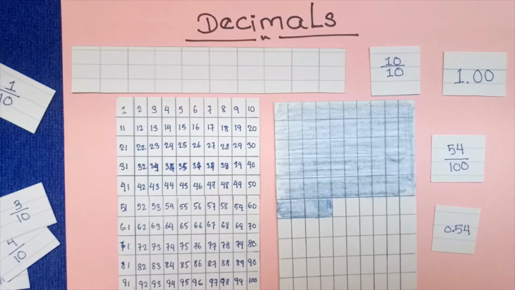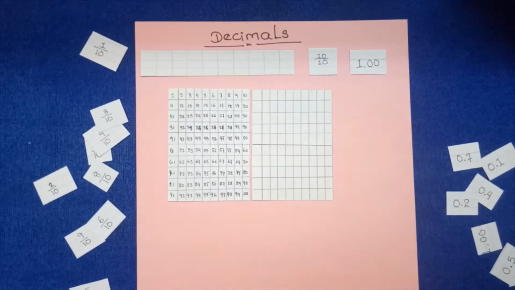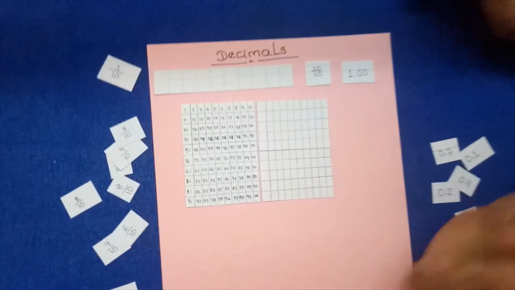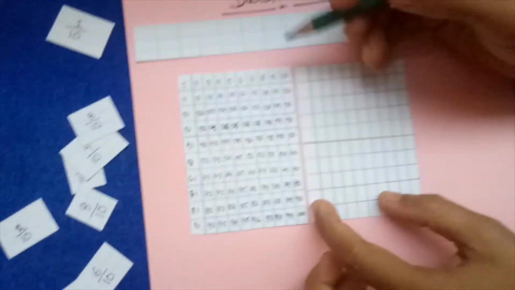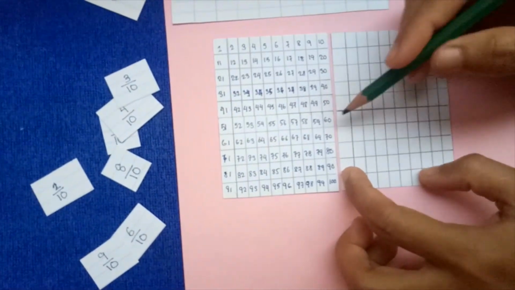Yes. Okay, so I want you to color one. I will write down the decimal and then you have to color by yourself. Okay, now color 67 by yourself.